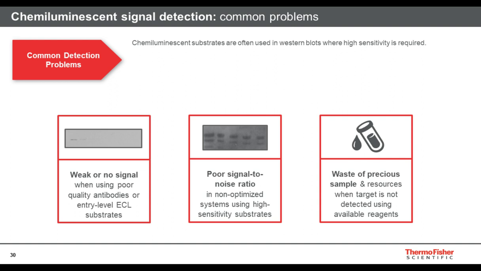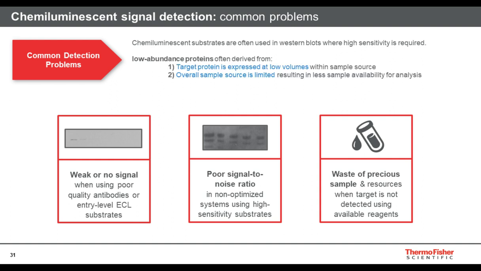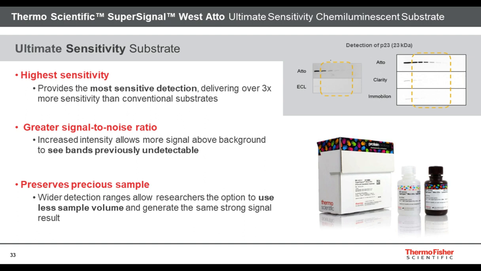Common problems include weak or no signal, poor signal to noise, or wasted sample and reagents if repetition is required. These challenges are most often experienced when working with low abundant targets. In those instances, using high sensitivity substrates can greatly increase the chance of adequate signal. Thermo Fisher Scientific most recently introduced an improved high sensitivity substrate that provides the greater levels of detection sensitivity.